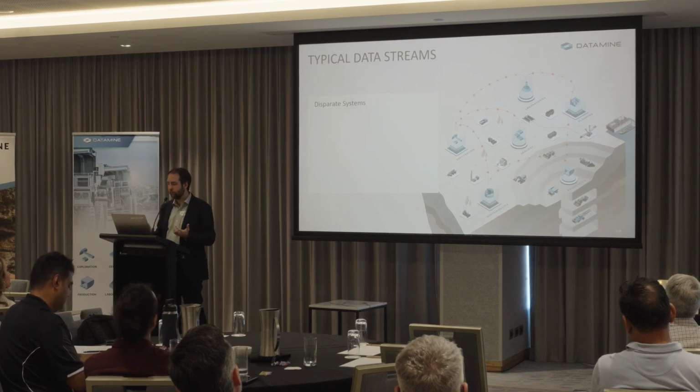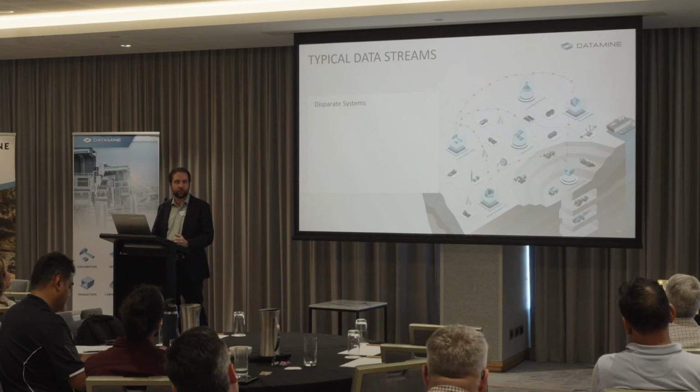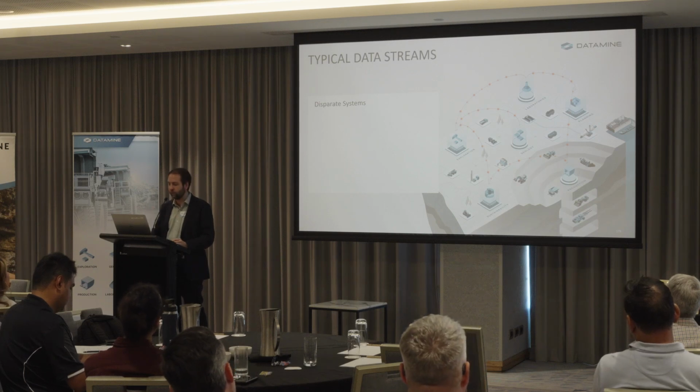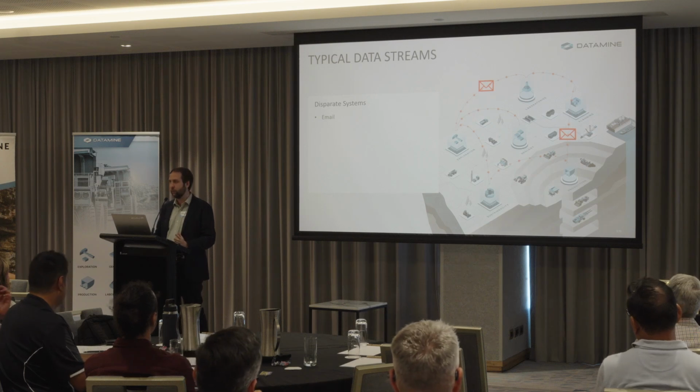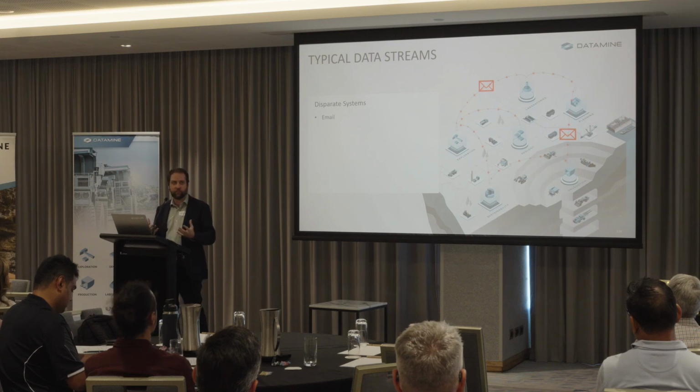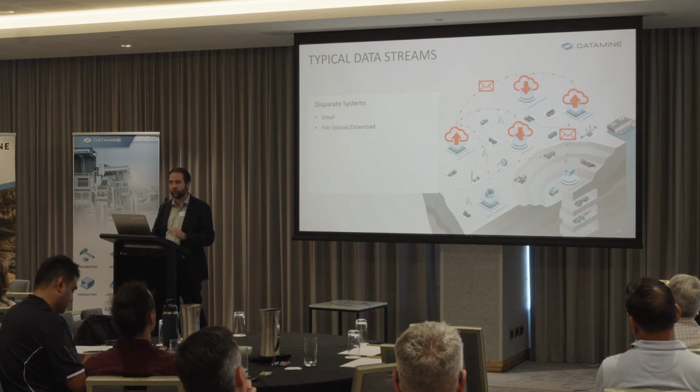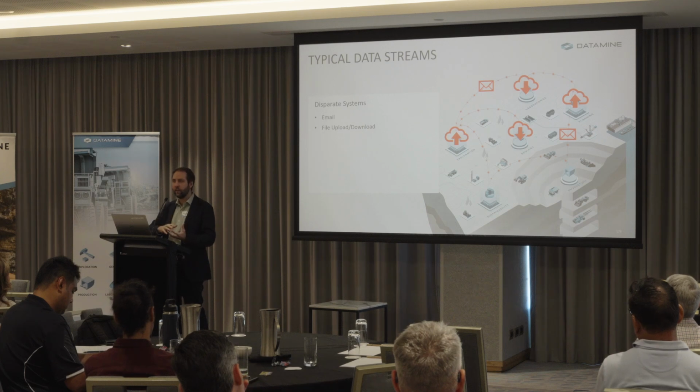So the different disparate systems which we're usually using to form that communication are things like email. How many people have sent emails to each other with data in them? This is sensitive data or important data. We have file uploads, downloads. These include imports, exports, so manual processes to take information or outputs from a certain process and prepare it so that it can be brought into another one.